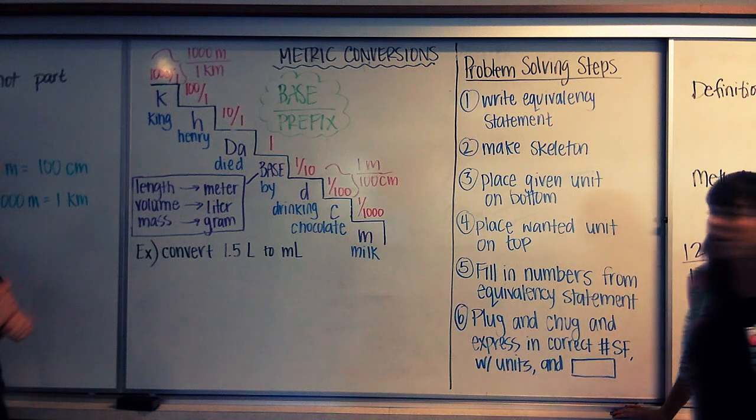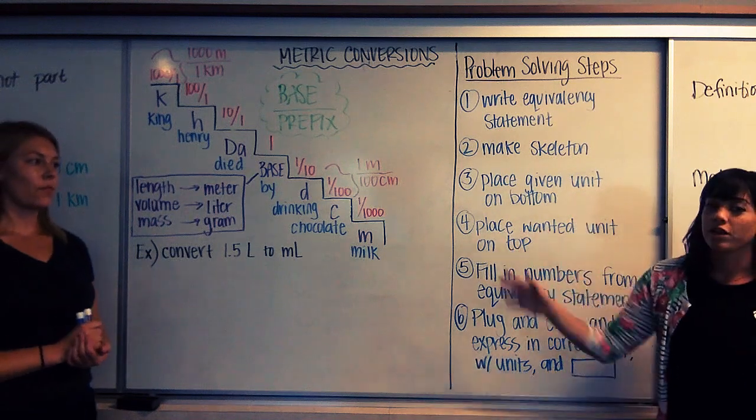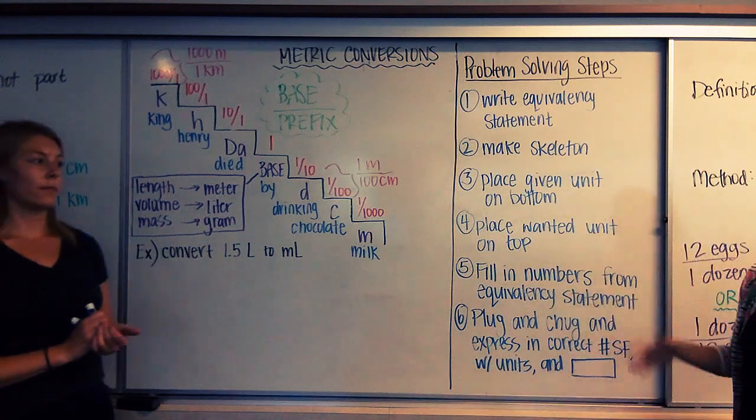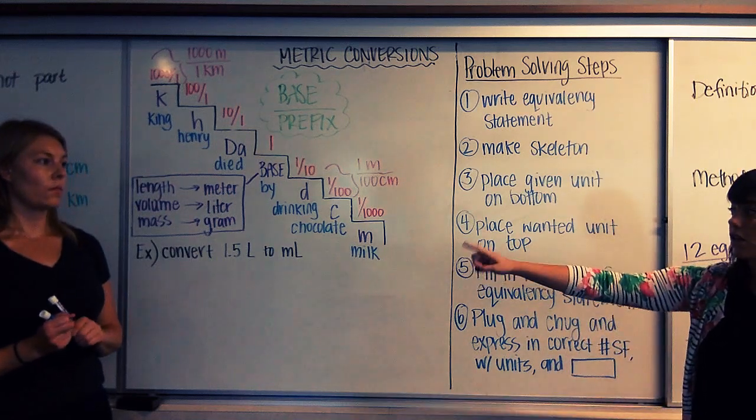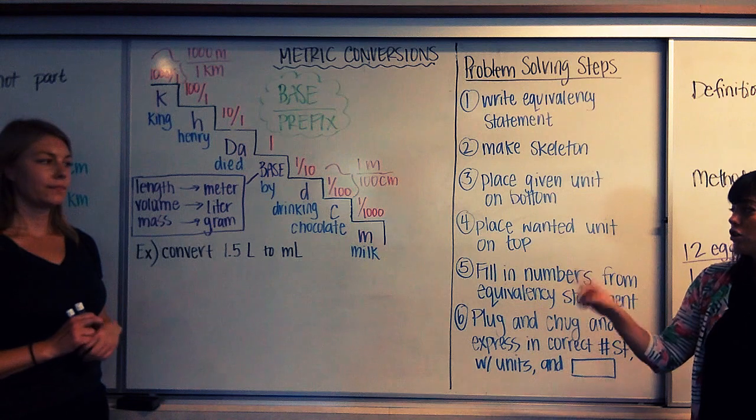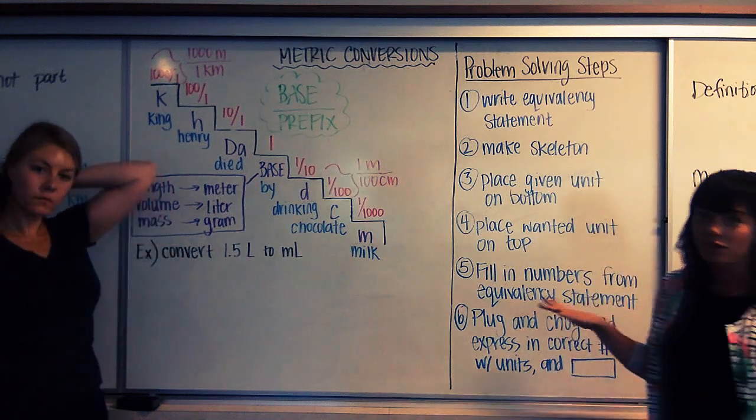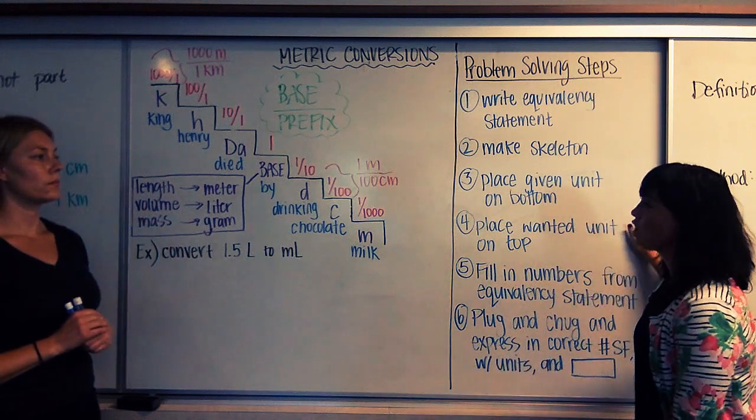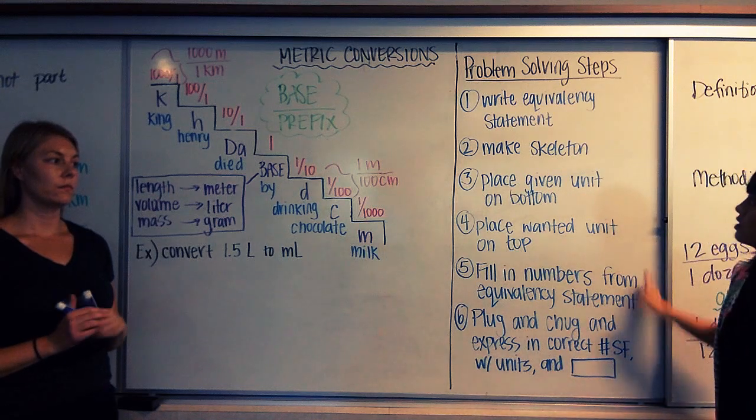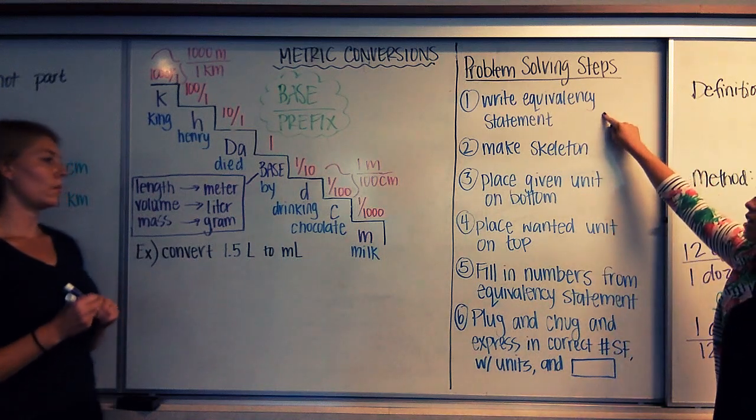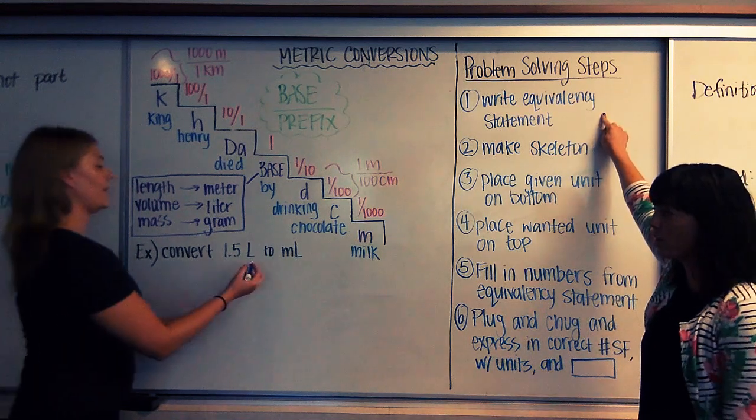Okay. So, this King Henry died by drinking chocolate milk is going to help you figure out your equivalency statements and conversion factors that we're going to be used to solving this next problem, which is to convert 1.5 liters into milliliters. Now, every time we do dimensional analysis, we have these problem-solving steps that are going to help you to solve all of our problems, okay? The very first step is to write the equivalency statement that you are going to use to solve the problem. Ms. Frankovic is going to do that right now.